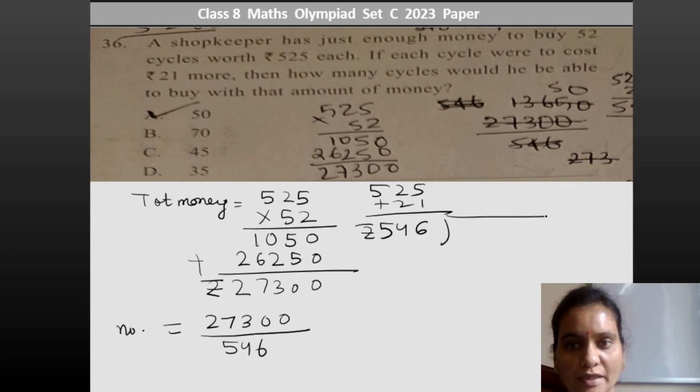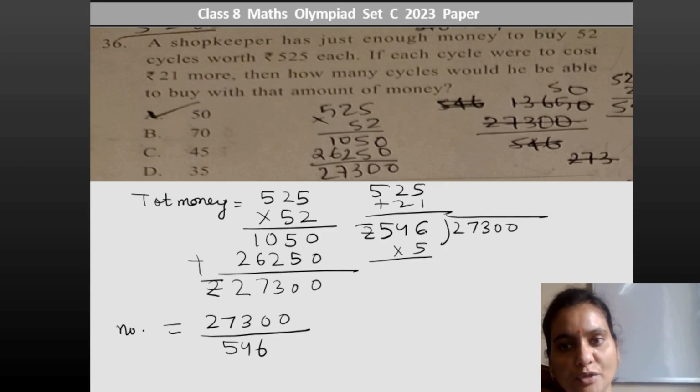So I will do it here only. I'll write 27300 here, and 546 is outside. If you multiply 546 with 5, what do you get? 5 6s are 30, 3 gets carried over, 5 4s are 20, 20 plus 3 is 23. So 3 I write, 2 I carry over again, 5 5s are 25, 25 plus that carried over 2 is 27. So here we see it's getting totally subtracted. Exactly we are getting 27300, and one more 0 is there. So I write 50 here.